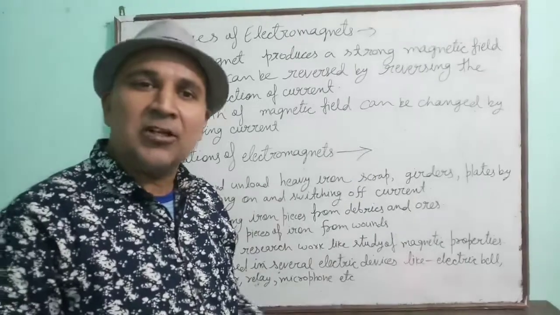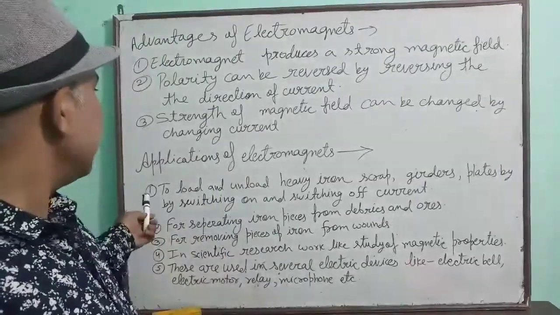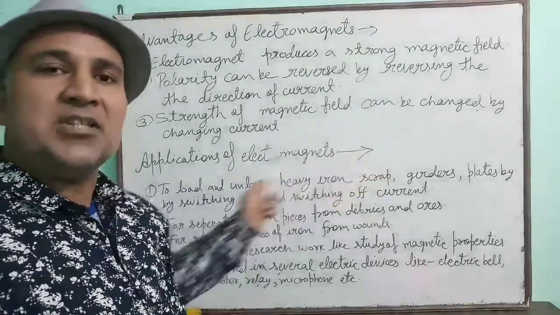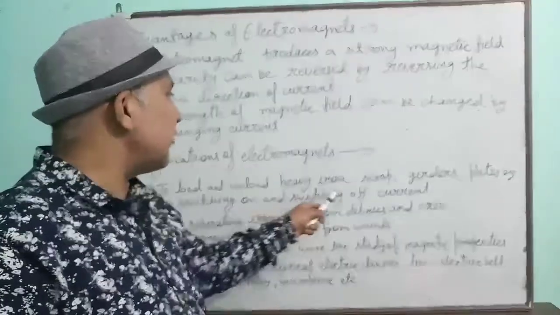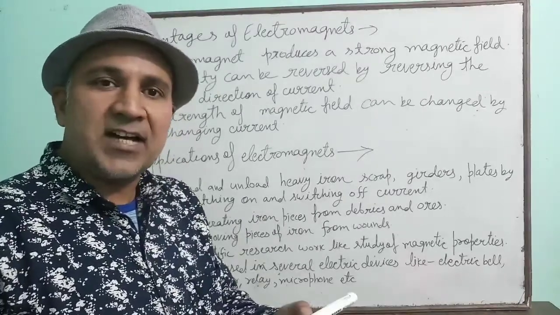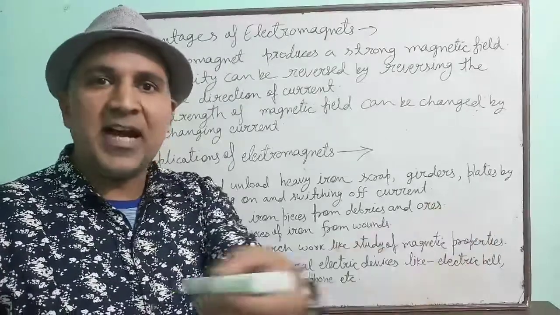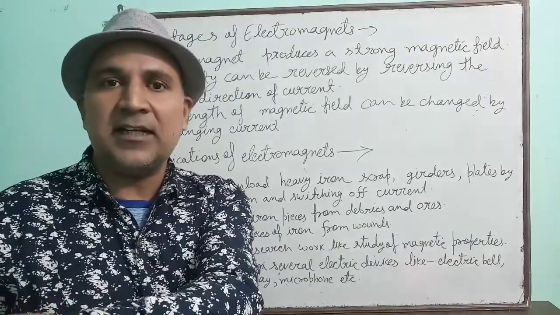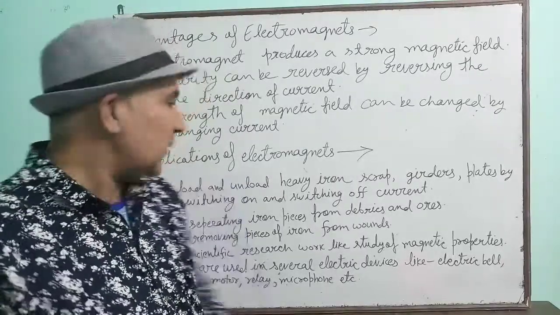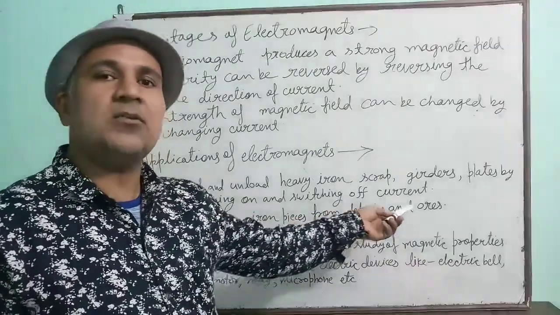Now we will see what are the applications or uses of electromagnets. See here, to load and unload heavy iron scrap, girders and plates by switching on or switching off the current. If we switch on the current, then the electromagnet will start working and iron products will stick to it. And where we have to keep it, by bringing it there and switching off the current, the iron materials will fall down there. Okay. Second is for separating iron pieces from debris and ores.